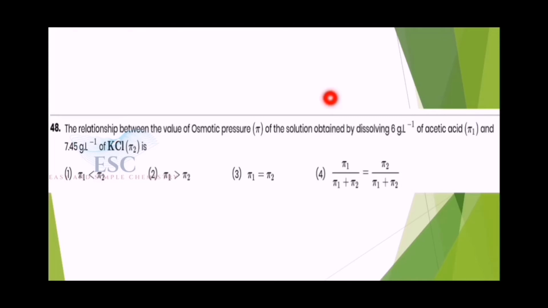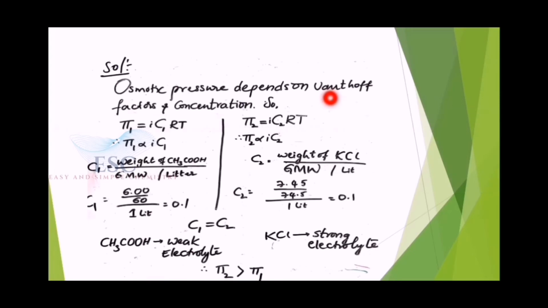So the 48th question is: the relationship between the osmotic pressure π1 of the solution obtained by dissolving 6 g/L of acetic acid and π2 of 7.45 g/L of potassium chloride is... So those are the options. See the solutions right now. Osmotic pressure depends upon the Van't Hoff factor and concentration. So see here, those are represented as acetic acid data, and those are represented as potassium chloride data.